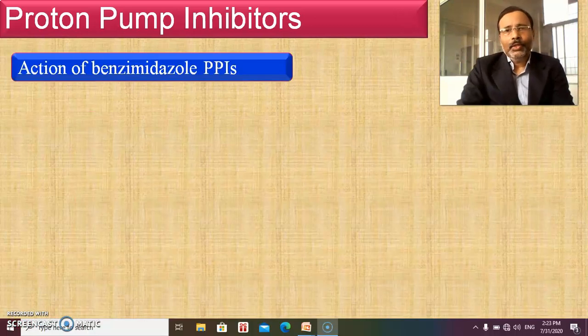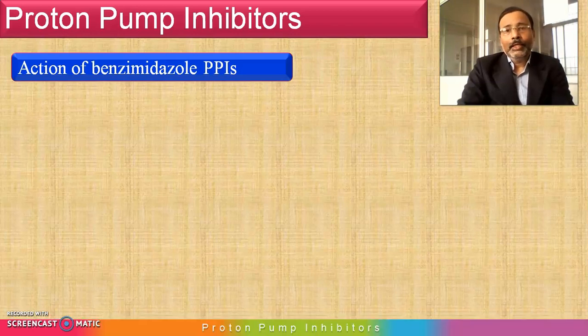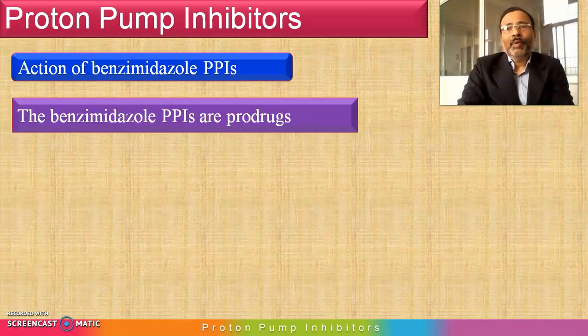Now let's focus on the actions of proton pump inhibitors which have a lead nucleus, that is benzimidazole. The most important thing is that these proton pump inhibitors are prodrugs. It means that they produce an active metabolite. They are rapidly converted to a sulfonamide intermediate. This is an active metabolite, which they produce in the highly acidic environment of the gastric parietal cell.